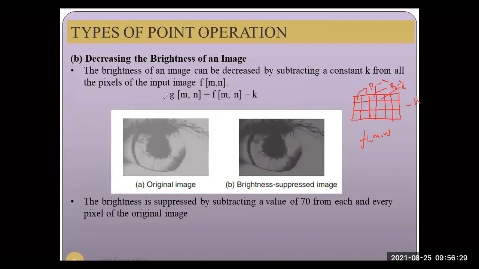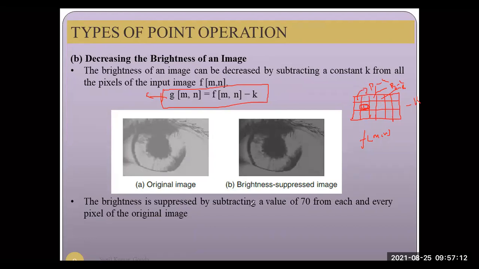The formula for this is given here. This is the enhanced image with decreased brightness, which is given by the original image minus the constant value k. That means each pixel value will be subtracted by the value k. Now, we are performing this on a particular point. Remember, the neighborhood points do not affect this. If you subtract k from a particular pixel, only that pixel changes; its neighborhood pixels are not responsible for changing its value.